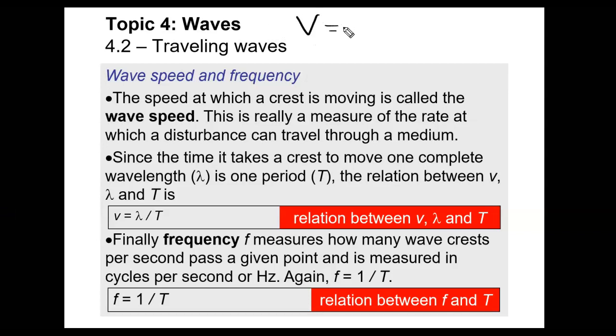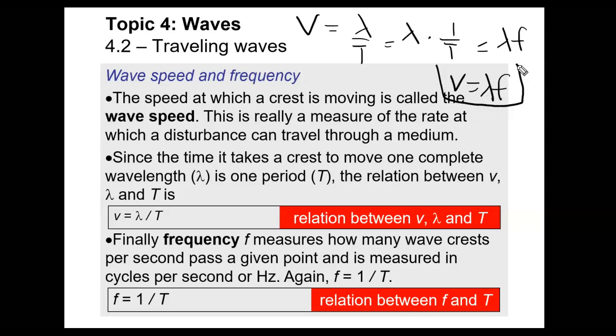So v equals lambda over T. If you rewrite this as lambda times 1 over T, then you get lambda times f. This is the most commonly seen form of this equation. This is what is called the wave equation. The wave speed is equal to the wavelength times the frequency of that wave.